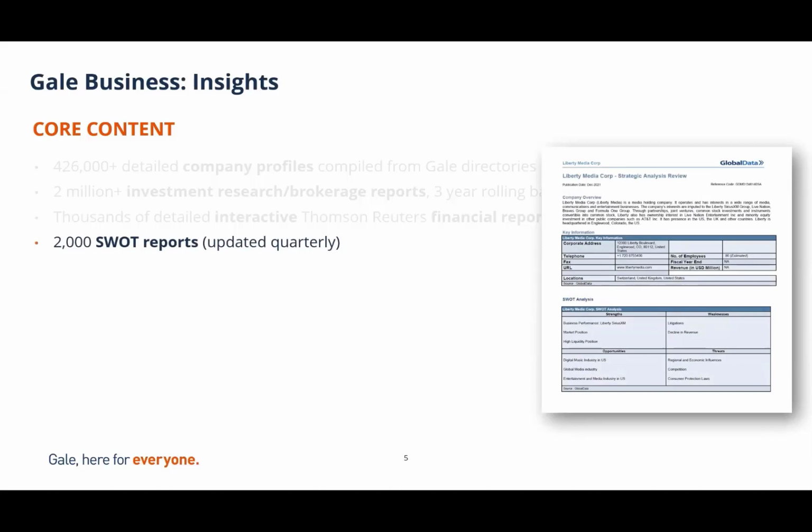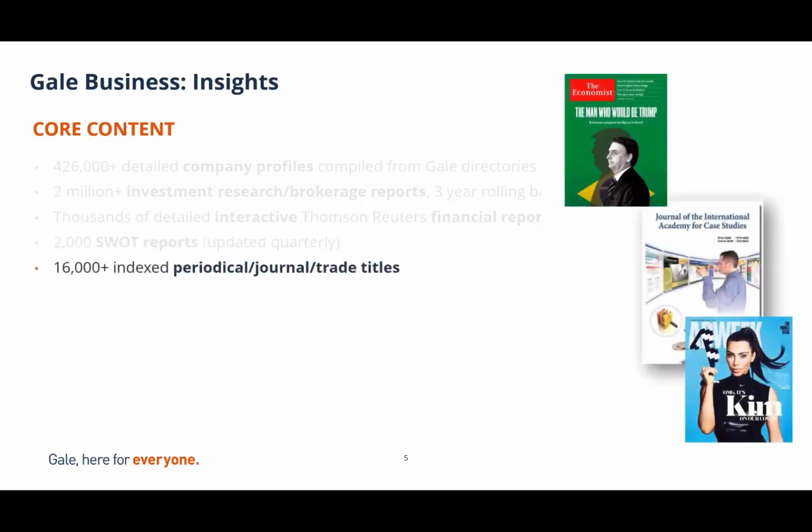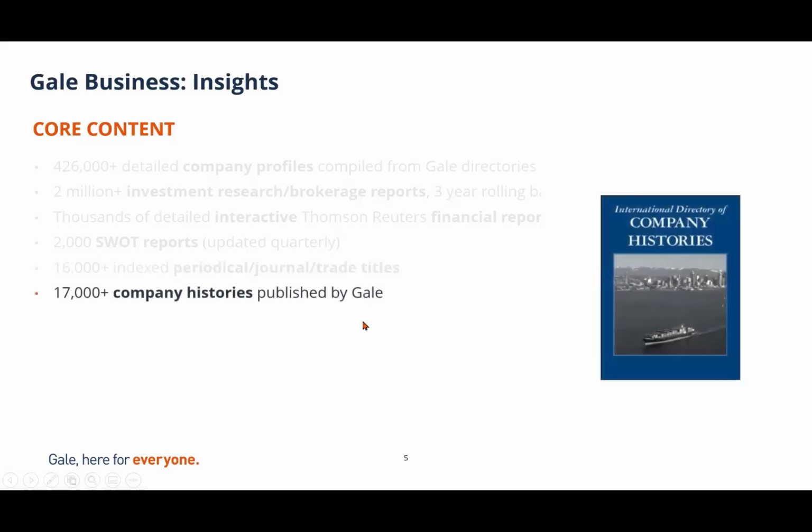Additionally, we have SWOT reports from Global Data. As you can see here, here's an example from Liberty Media Corporation. And these SWOT reports are updated quarterly, and we have a wide swath of industries and companies covered. We offer over 16,000 periodicals, journals, and trade titles. So things like The Economist, the Journal of International Academy of Case Studies, Adweek, all sorts of really great business publications to further help users examine companies, industries, and countries.